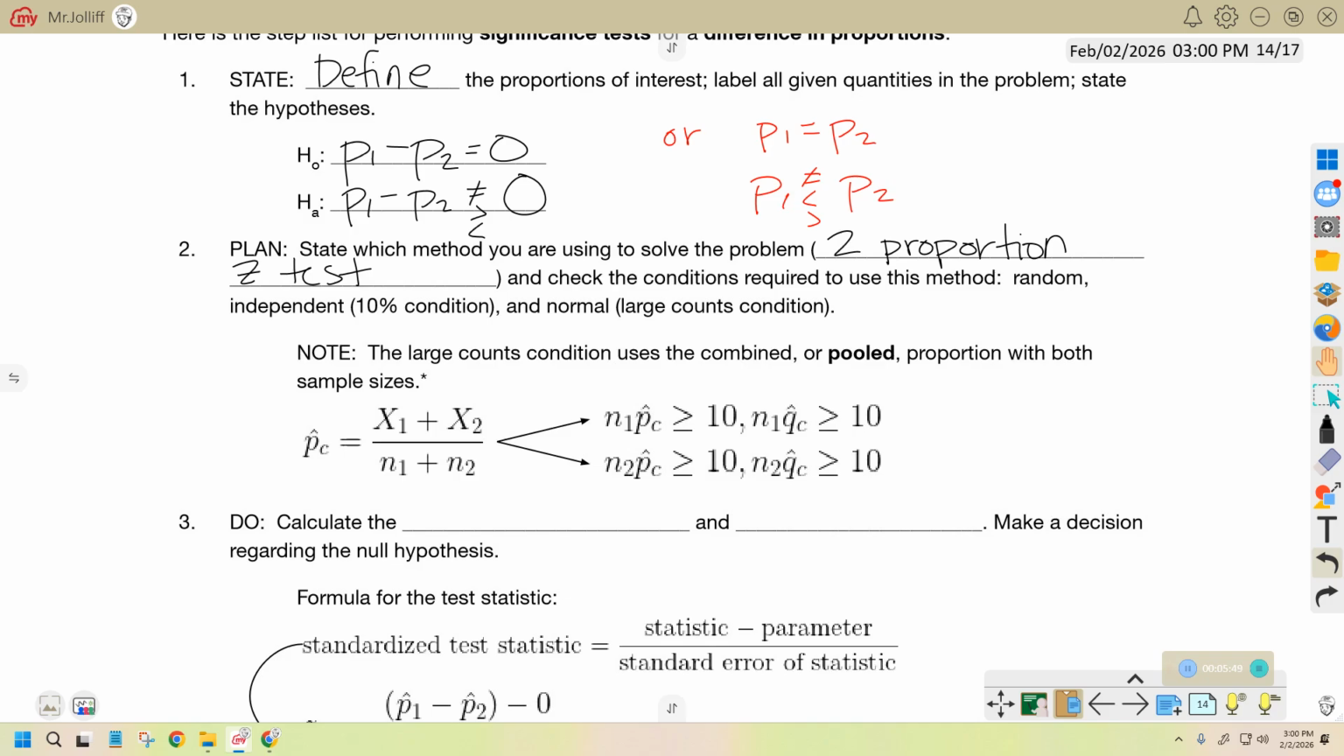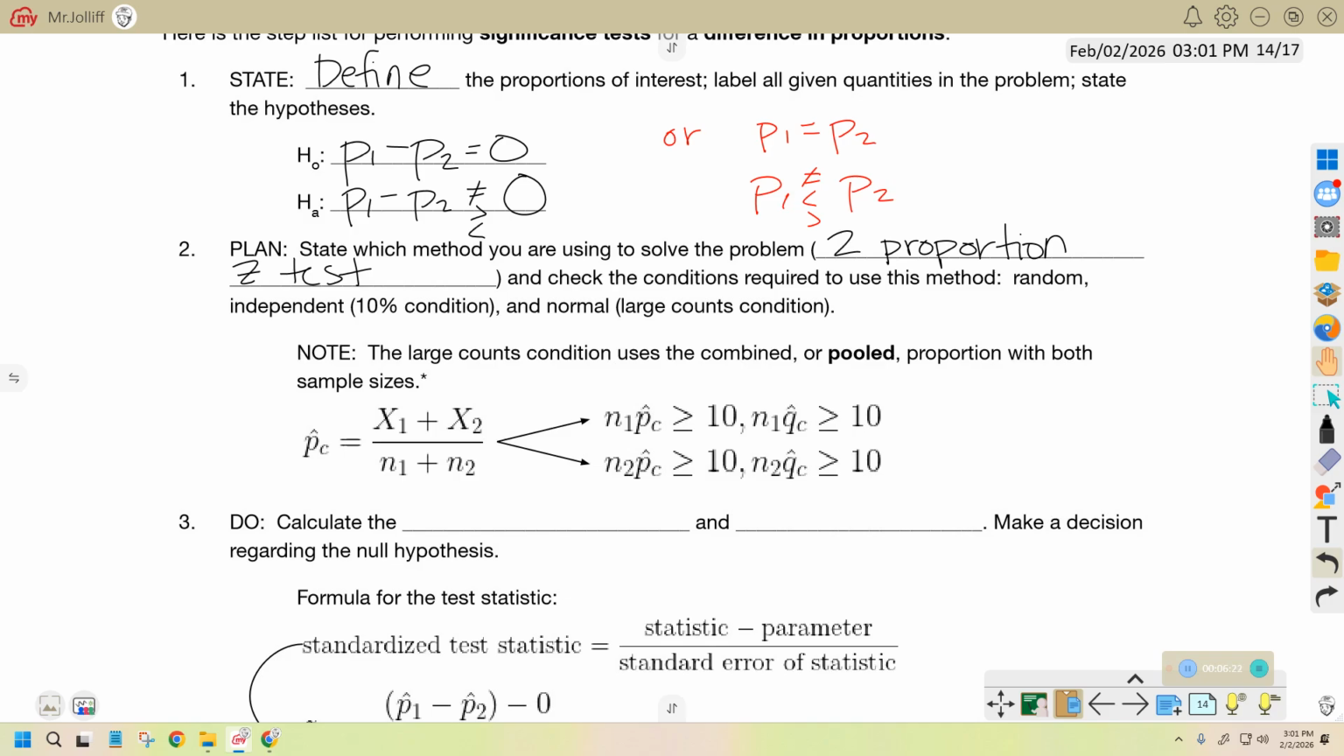You have to use the pooled proportion anyway when you calculate standard error. You might as well calculate it at the beginning and use it to do this check. If you forget and you do N1 P1, they will not deduct points on the AP exam. That is also an alternate method that is acceptable. The important thing is you have to do N times P, N times Q for both samples. That's where they're going to hit you.